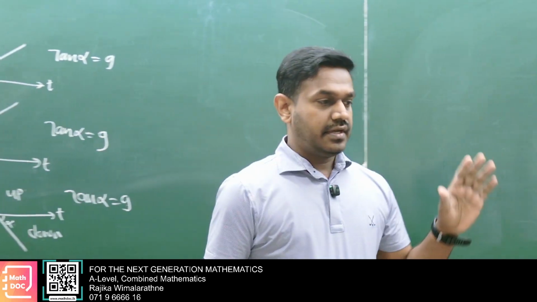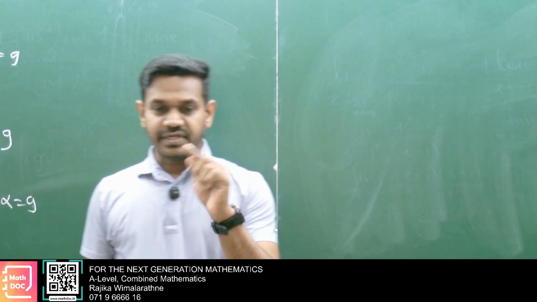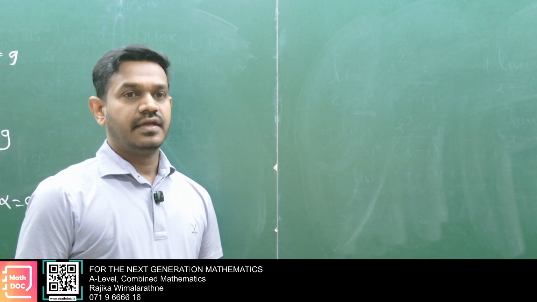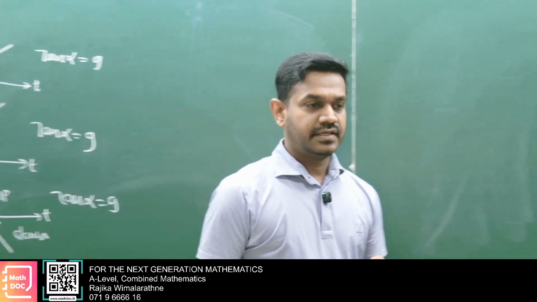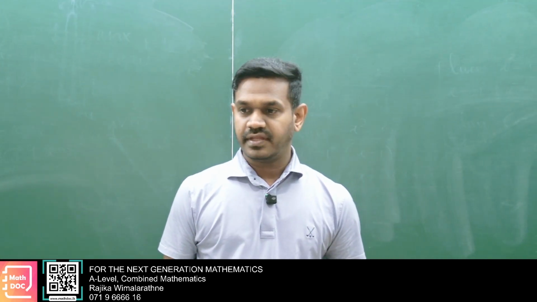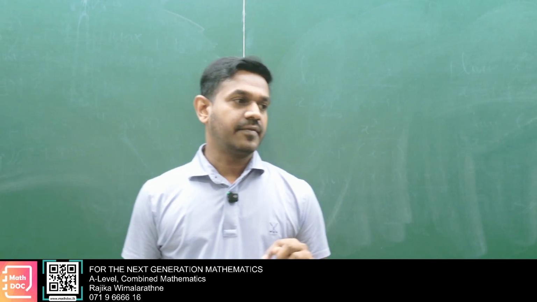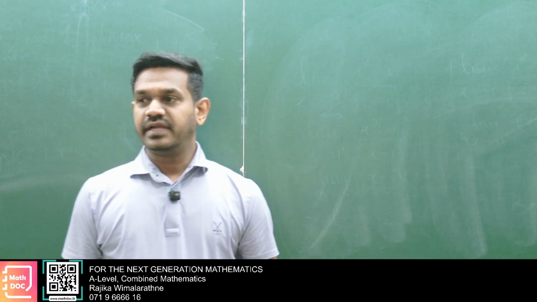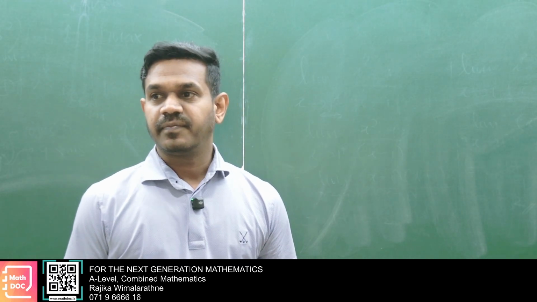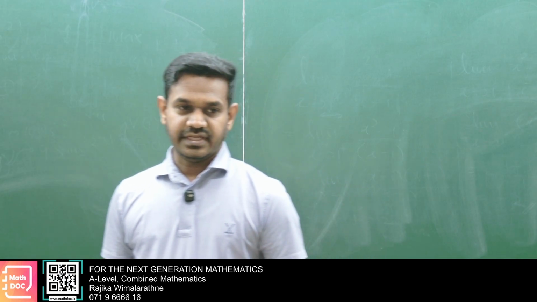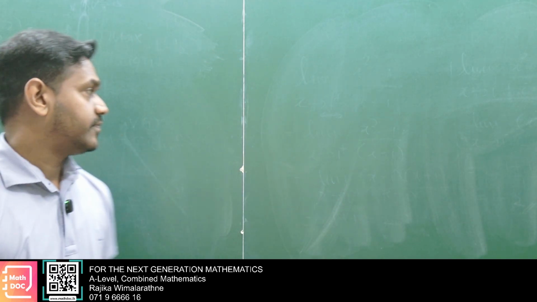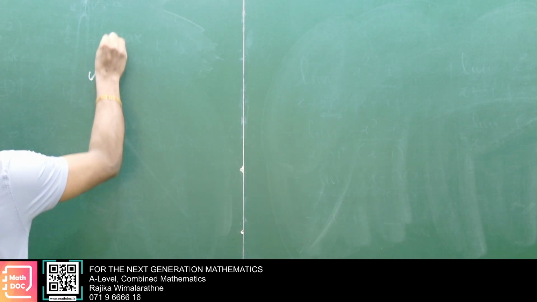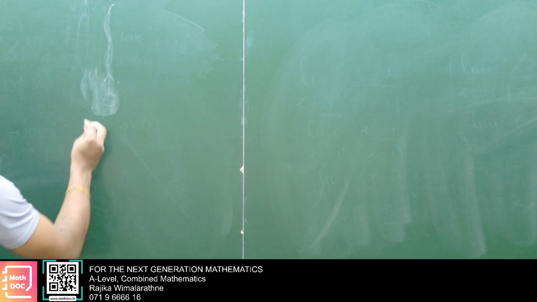Okay, now further you do with me. Write down: let a particle be projected under gravity vertically upwards with initial velocity u. Okay. Now you sketch this one.